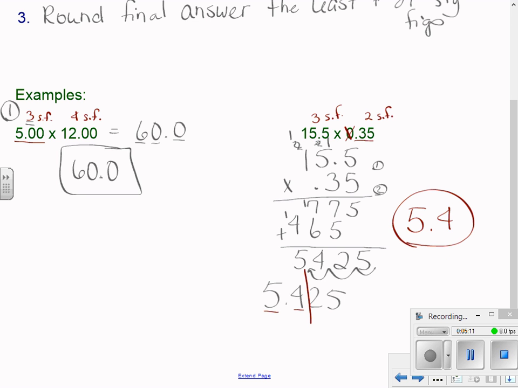I find this to be much easier than adding and subtracting. All right, so that's it for now. Dividing, you would just look at your calculator and get your answer, and round the calculator answer to the correct number of Sig Figs.